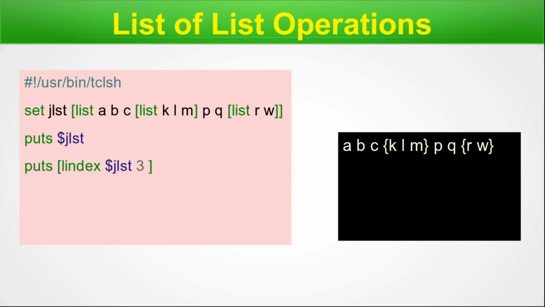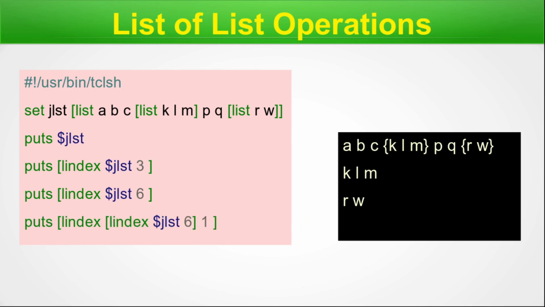And puts again we are using the third index. Now we want to reconfirm what the third position of this list is. It will put out another list, so that is KLM. So the third element is KLM, confirmed. Next we print out the sixth element, and it prints RW. So that is the last one.